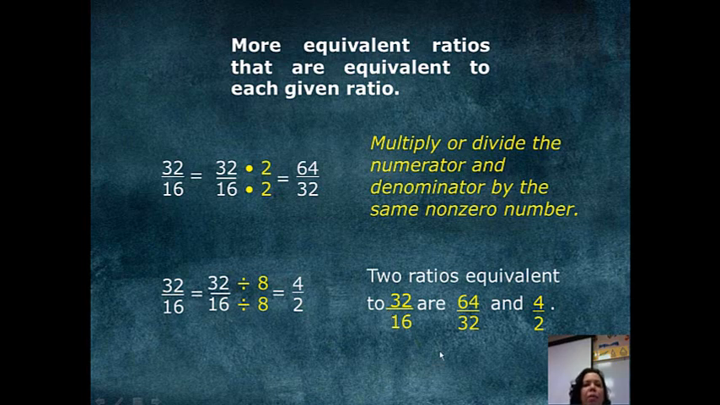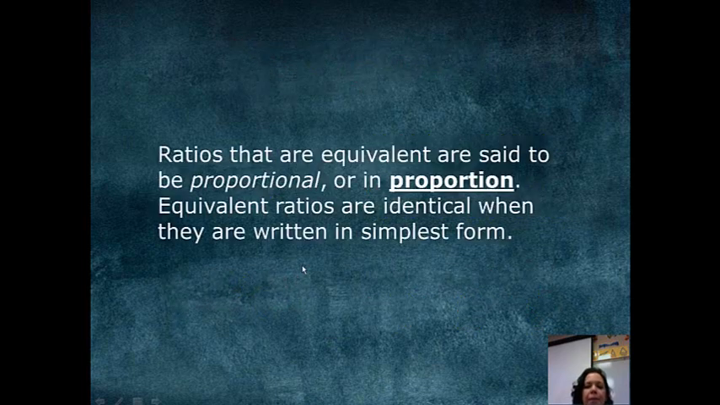The main thing you have to remember is to multiply the numerator and the denominator by the same number. We cannot do 32 times 2 and 16 times 3. Then they would not be equivalent ratios. We could not take 32 divided by 8 and then 16 divided by 2. You would not get an equivalent ratio. You have to use the same number top and bottom.